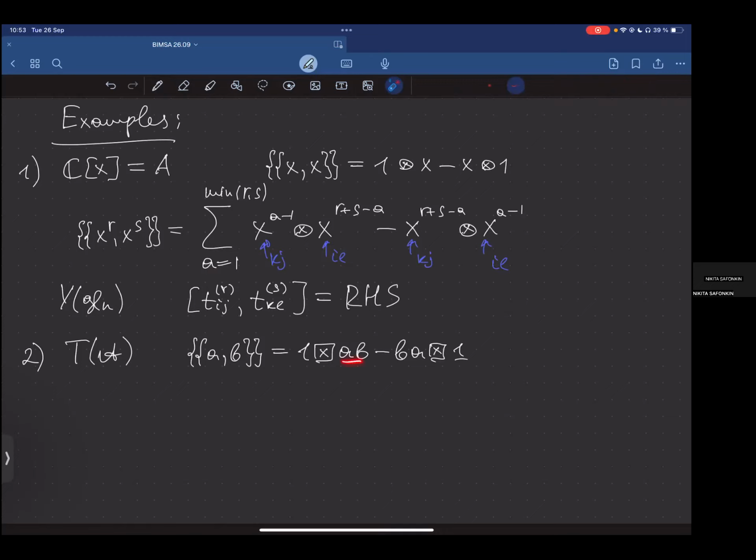And here we have the multiplication in A, in curly A. It is a very special double Poisson bracket because the right-hand side lives in this vector space.